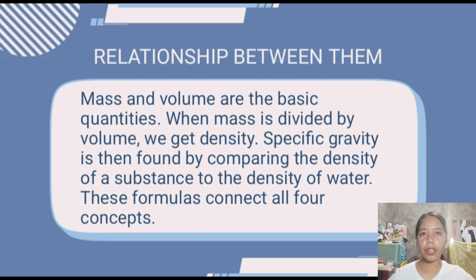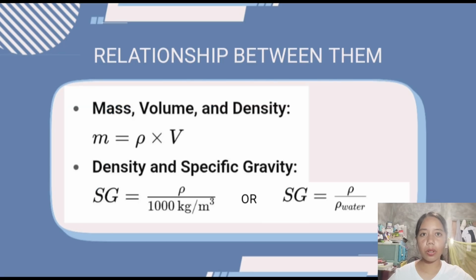And when you compare a substance's density to water's density, you get specific gravity, or SG is equal to density over density of water. So they're all connected like a small family of formulas.